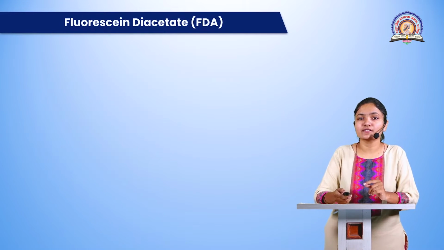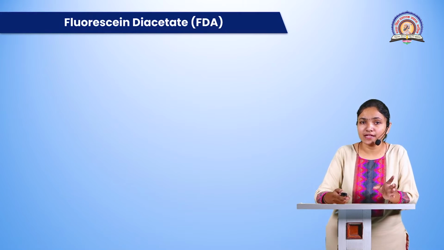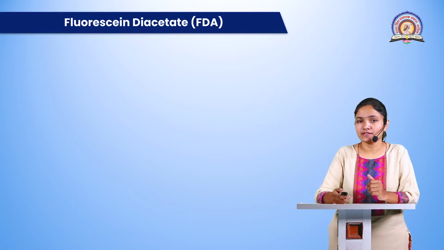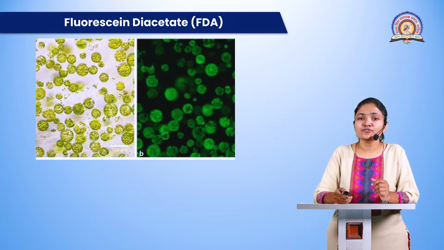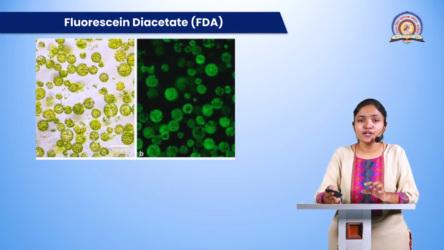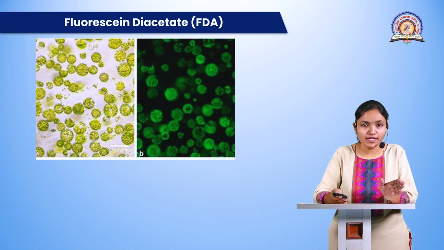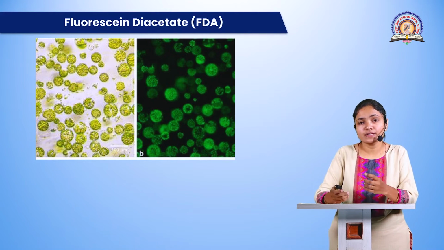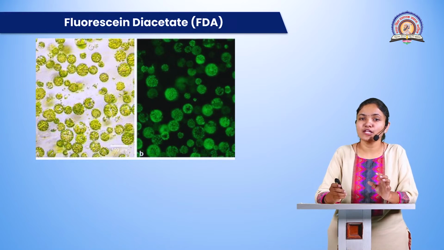Now let's come to the first method, that is FDA, the fluorescein diacetate staining method. This method relies on the usage of one dye which is called FDA dye. Just like we used other staining methods, here we have the stain which we will put with the protoplast suspension. In the diagram you can see two figures. One has the protoplasts without FDA stain and the other has protoplasts showing some green fluorescence after staining with the FDA.